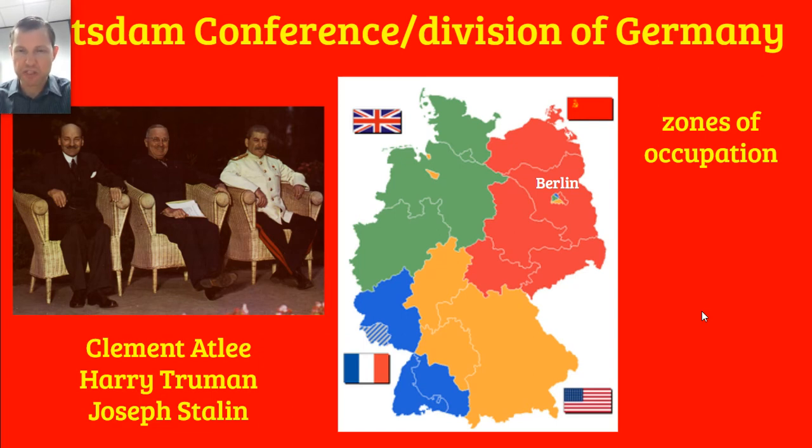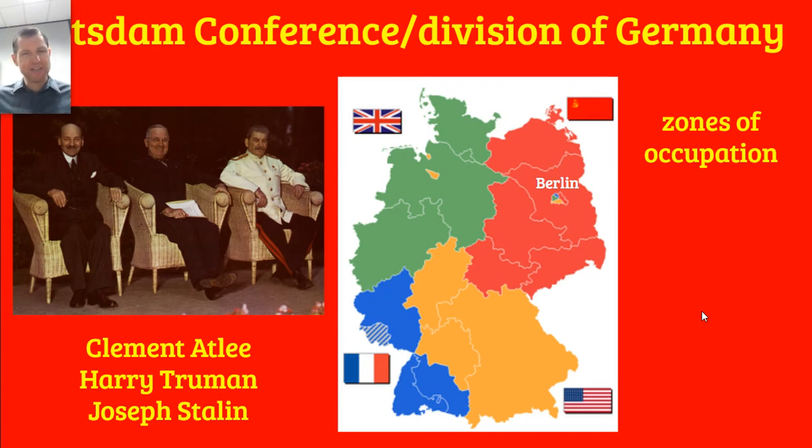The British received an occupation zone, which is that green zone. The Americans received an occupation zone, which is that sort of yellow or gold or orange zone. The Soviets received an occupation zone, which is the red one. And France also received an occupation zone, which is the blue one.